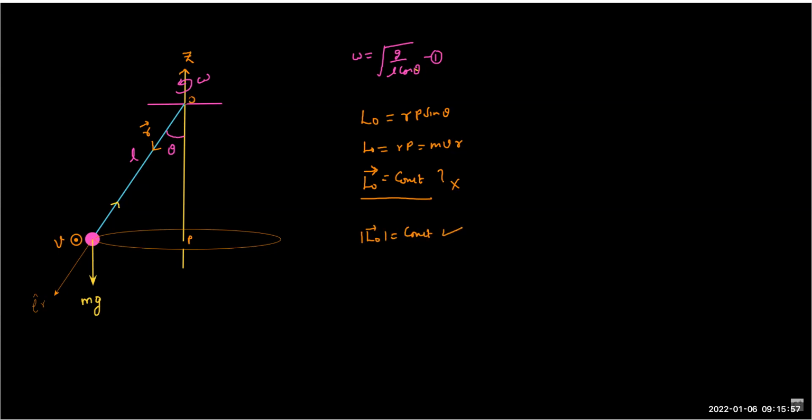So right now, if I draw at a point O the direction of L naught, we know from the definition of cross product, the vector is always normal to the plane containing vector A and B, right? So here R and P. So by definition, the direction of L will be normal to R and normal to P both.